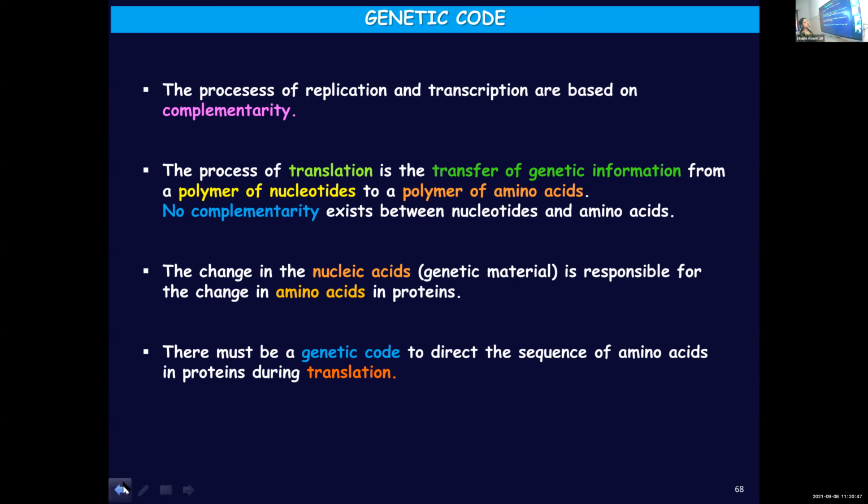And there must be a genetic code to direct the sequence of amino acids in proteins during translation, because each protein is different. The sequence of amino acids present in each protein is different, and the sequence of amino acids will decide the nature of the protein. So there should be a genetic code to direct which amino acids should join together, and in what order they should join together to form a particular protein. For directing all that, there should be a genetic code.